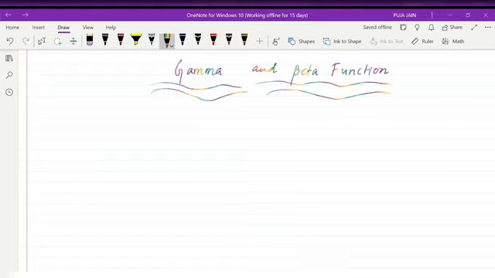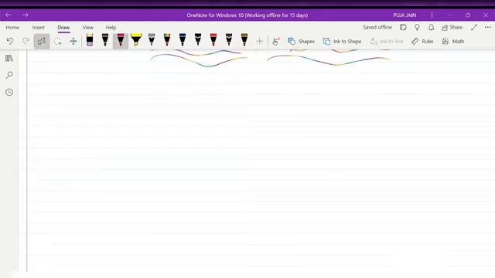We will know some basic formulas which we should know. By knowing these formulas, it is very easy for us to calculate a lot of important integrals and also a lot of calculations. So without wasting time, we will start with the gamma function.